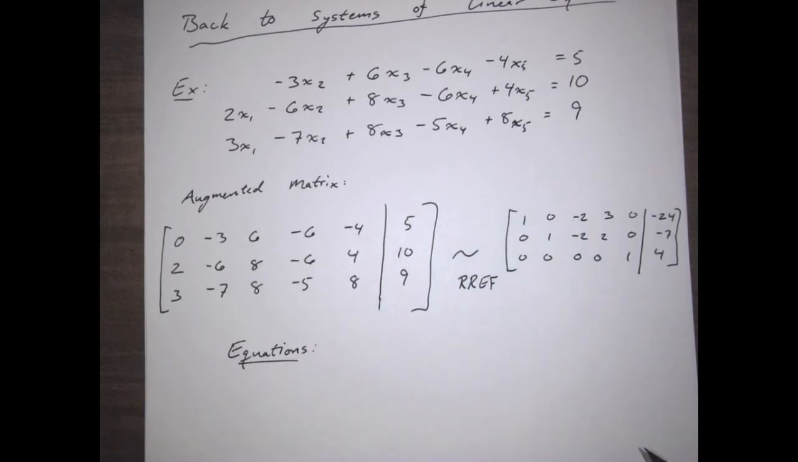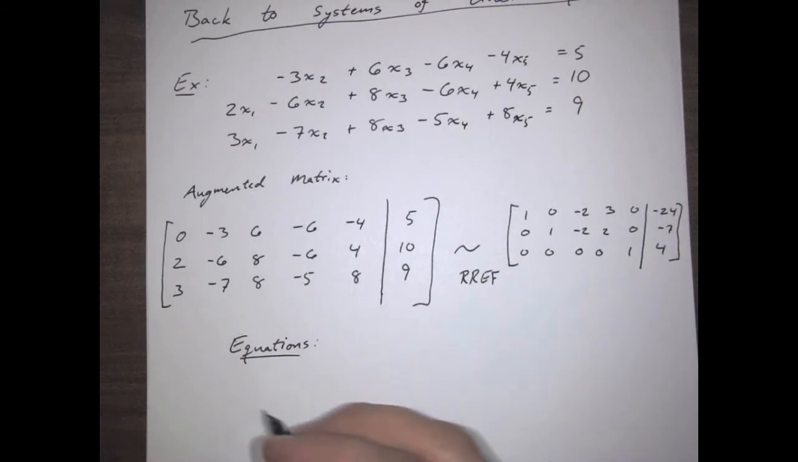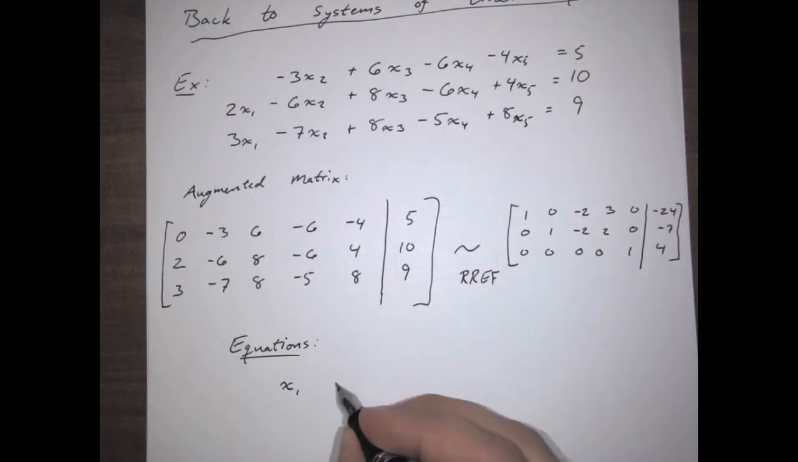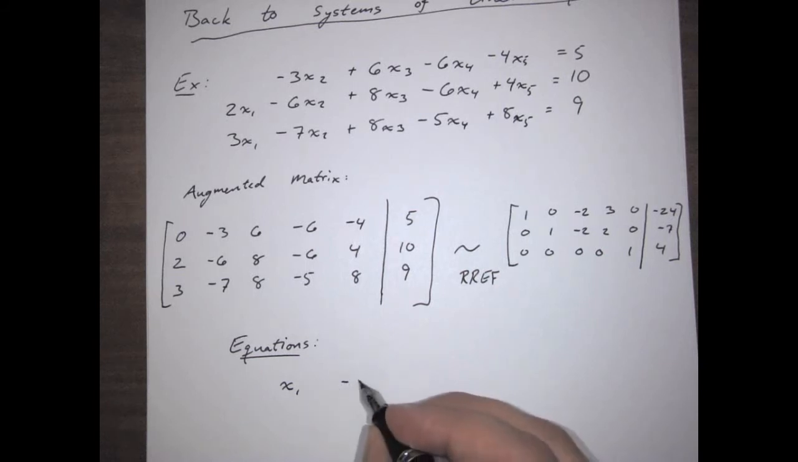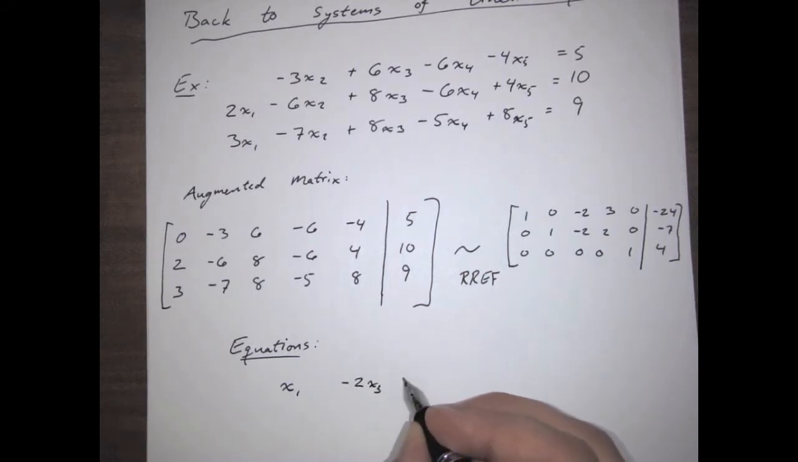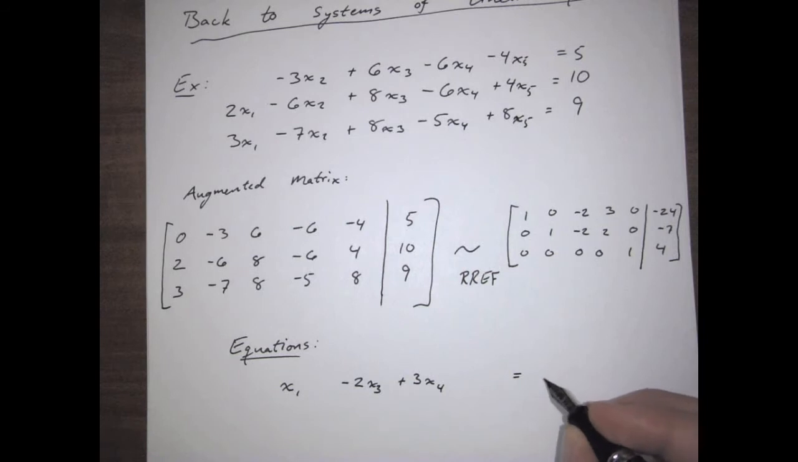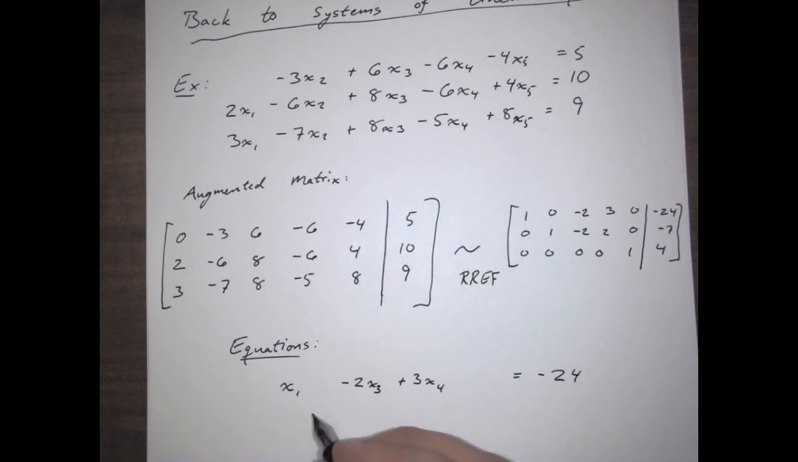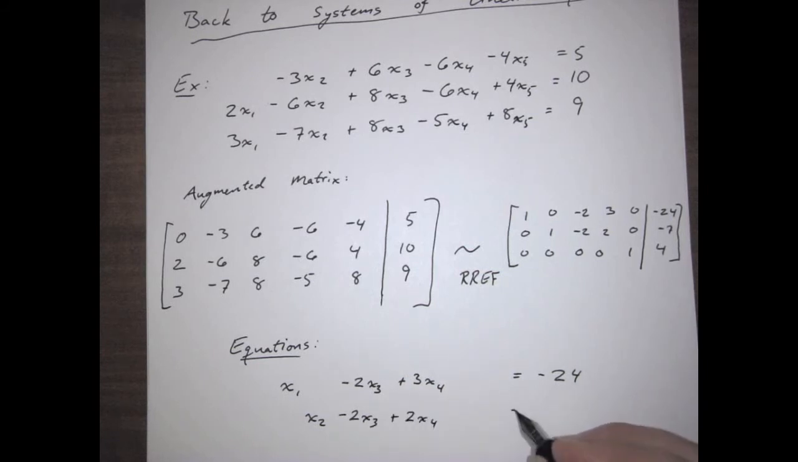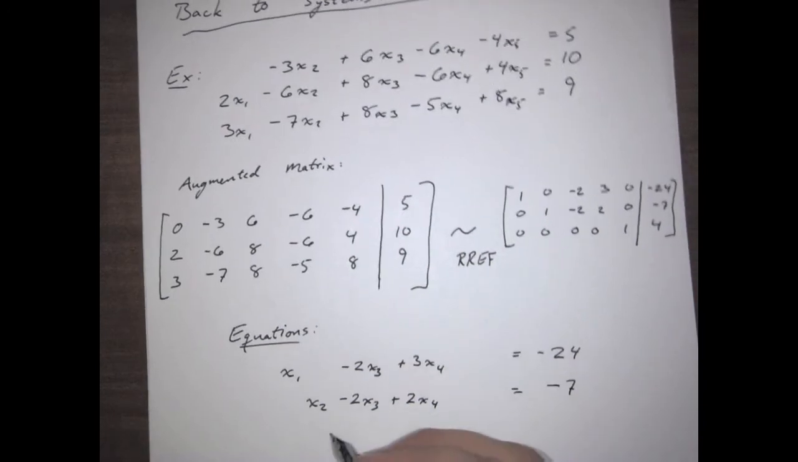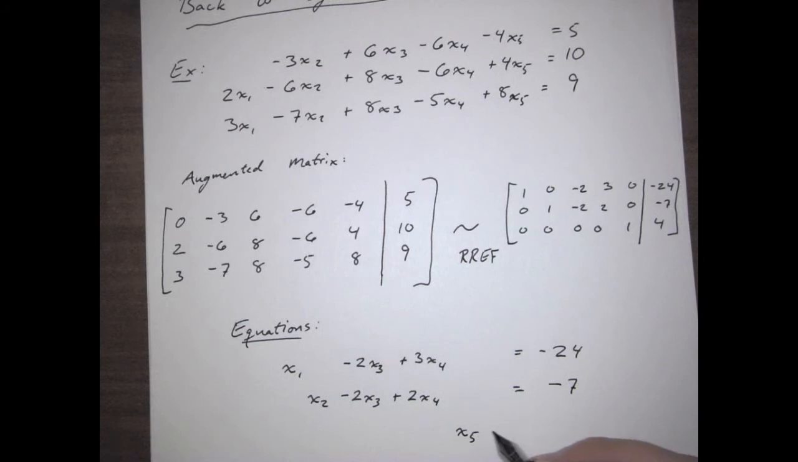The equations of this equivalent system, which is totally equivalent to the one we started with, would now just look like x1, and I'm just going to put a space for the missing variable, minus 2x3 plus 3x4, equals -24. x2 minus 2x3 plus 2x4 equals -7, and meanwhile x5 is equal to 4.